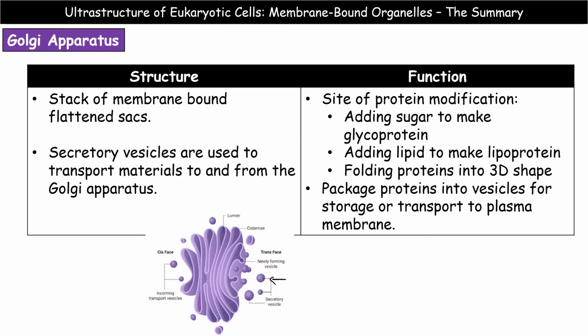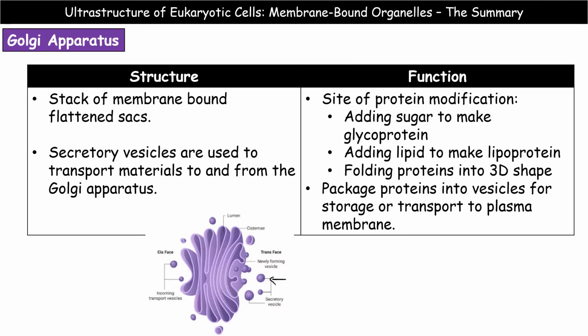So what actually happens with our Golgi apparatus? Well, we've got two sides to it. The cis face is where these transport vesicles bring substances in, and the substance they're bringing in will be proteins from the rough endoplasmic reticulum. So those proteins are brought into the cis face, and then once they're in the Golgi apparatus, they will be modified. So the key function of the Golgi apparatus is protein modification. And this can take different forms depending on what we're trying to make as the end result.